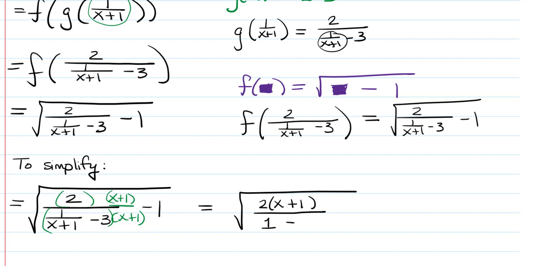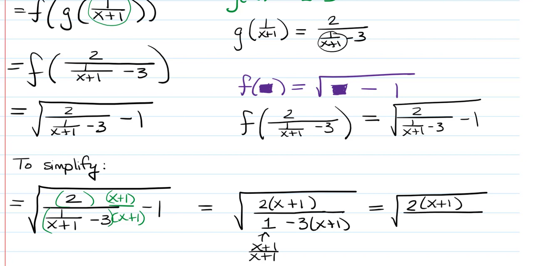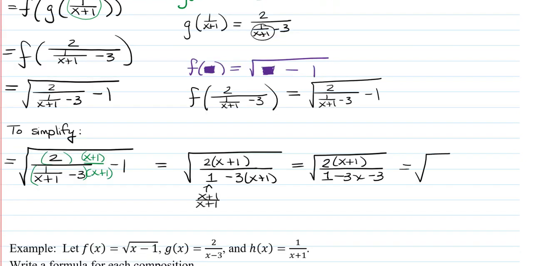And then we have to multiply 3 times the x plus 1 as well. This was 1 because you have x plus 1 over x plus 1 when you distribute. I'm going to leave the numerator factor just in case something will cancel in a minute. But in the denominator, I'm going to distribute the negative 3. So I have 1 minus 3x minus 3. And so we're going to have the square root of 2 times x plus 1 over negative 3x minus 2.